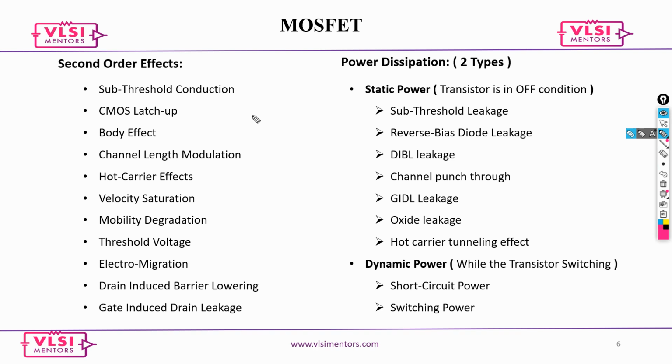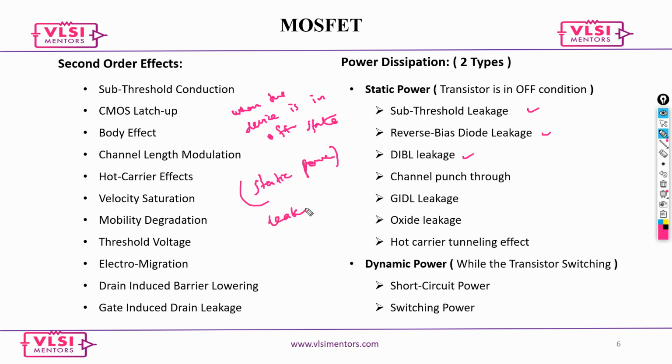All right, okay. So static power means that whether the device is operating or not operating, there will still be power consumption. Mainly, when the device is in the off state, there will be power consumption. That is what we call static power consumption. Now, under static power, there are different components, all put together, that we call leakage power.